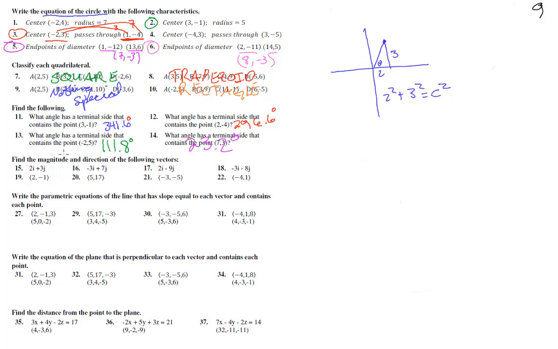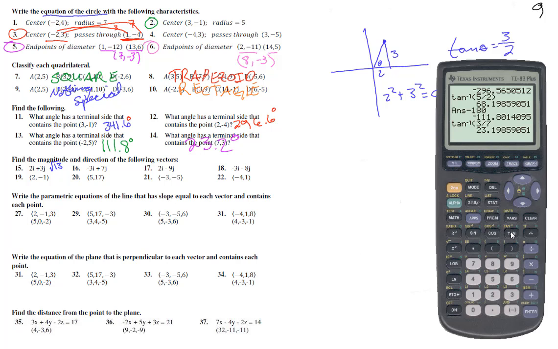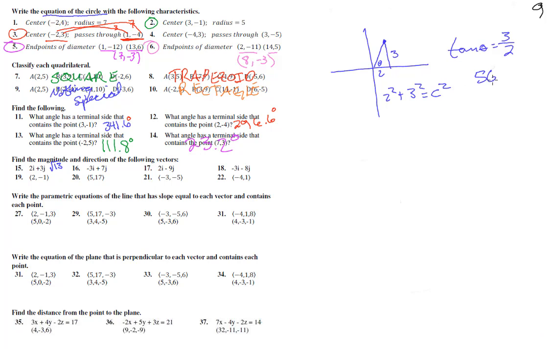4 plus 9 is 13. So the magnitude is the square root of 13. And the direction, we're going to be tangent of theta equals 3 over 2. So on all of these, we'll be taking that number over that number and finding out the angle that we need to have. So tangent inverse of 3 over 2. And that gives us 56.3 degrees. Good.